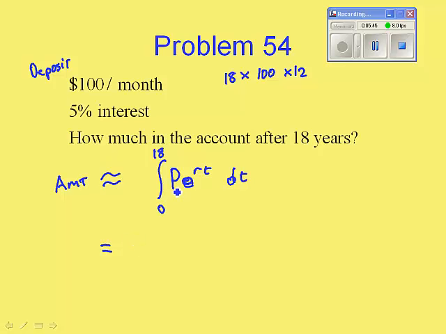So what do I mean by P? I guess that P is not really what I want to say. I want to say payment here. Okay? So my payment is $100 per month. That's a constant. We're always putting in $100 per month. But then there's this growth here. Right? So I need to integrate from 0 to 18 e to the, now what's my r? Well, I guess I'll go 0.05 t dt.